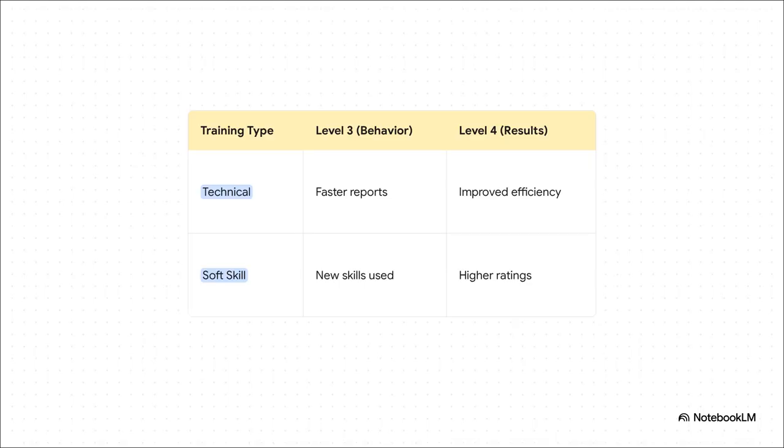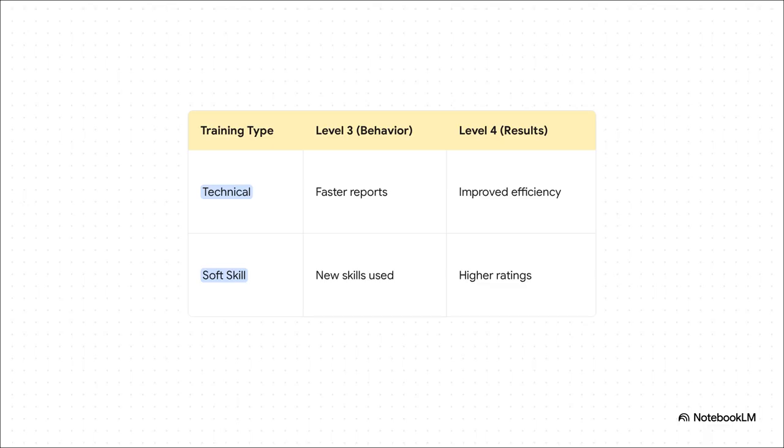Now let's jump up to levels 3 and 4, because this is where we start hunting for real, concrete evidence of change. So for a technical skill like Excel, you want to look for new behaviors. Are people generating reports faster? Is their boss giving them positive feedback? That's level 3. And does that behavior lead to a business result, like improved team efficiency or hours saved?